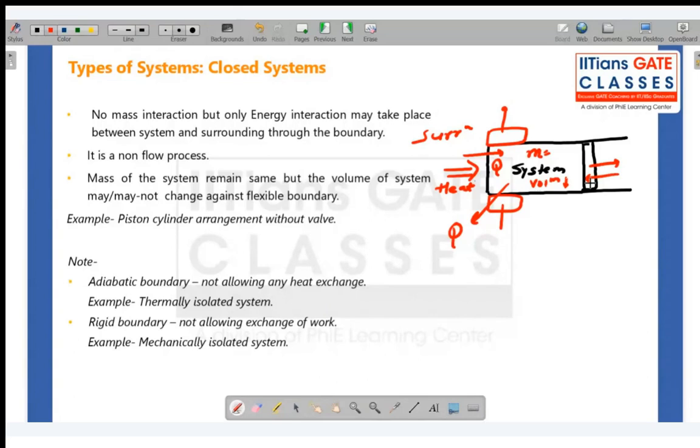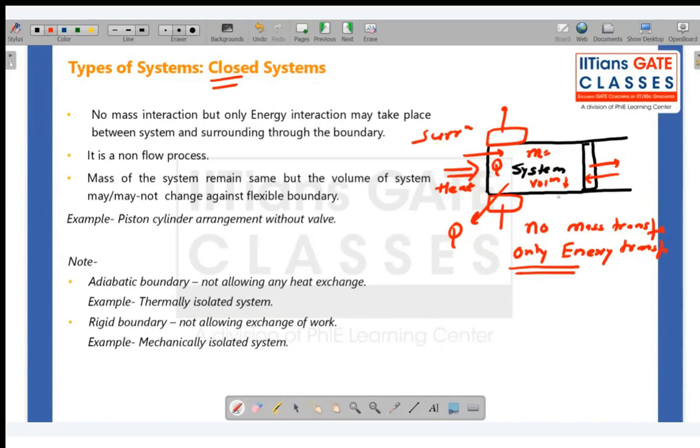So basically what I am trying to tell you is, it is a system that is not allowing any mass transfer. What is it allowing? It is allowing only energy transfer. Two types of transfer can happen: mass transfer and energy transfer. But a closed system can only allow energy transfer. No mass transfer is allowed.